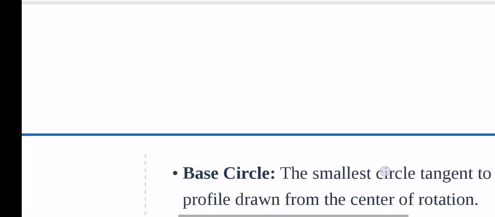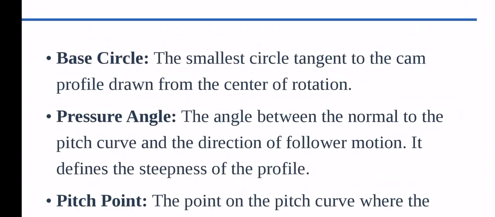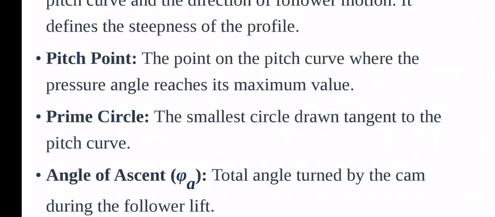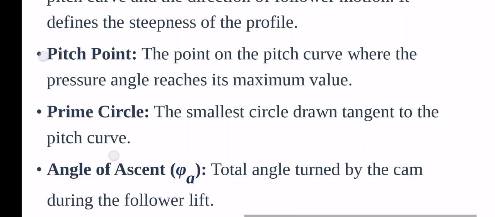Key cam terminology. Base circle: the smallest circle tangent to the cam profile drawn from the center of rotation. Pressure angle: the angle between the normal to the pitch curve and the direction of follower motion. It defines the steepness of the profile. Pitch point: the point on the pitch curve where the pressure angle reaches its maximum value.